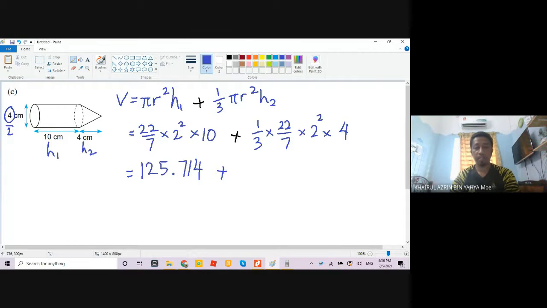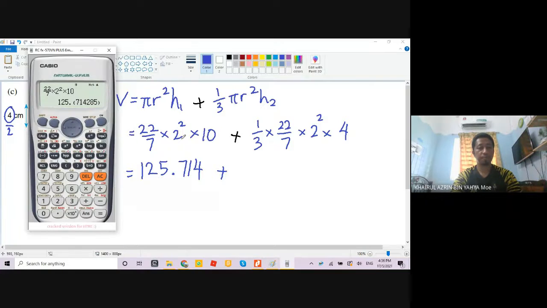Okay, so next, for the second calculation, fraction 1 over 3, times 22 over 7 times 2 square times 4. Okay, change to decimal. Let me double check with my calculator.